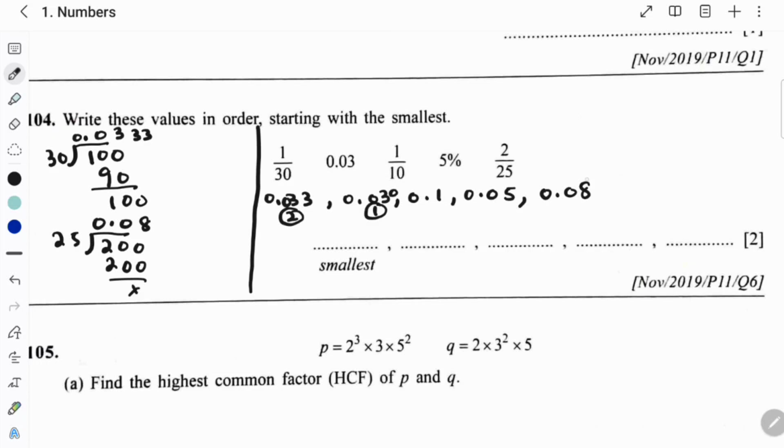Now the third one is 0.05, and then it's fourth. And 0.1 is the largest number. So the first number is 0.03, then 1 over 30, then 5%, then 2 over 25, and then 1 upon 10 was the largest one.